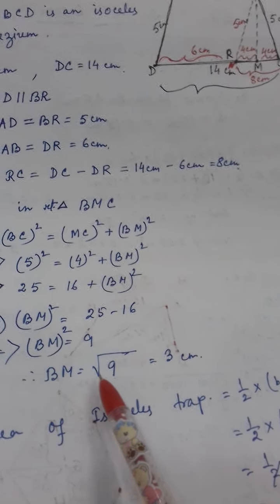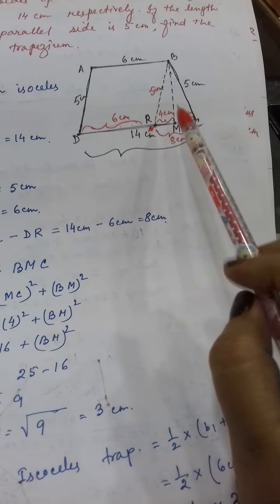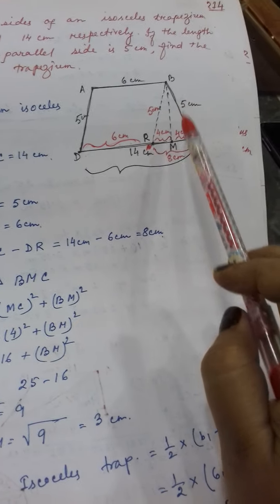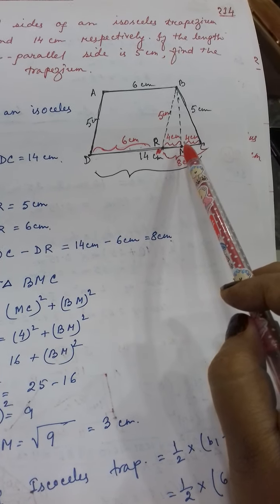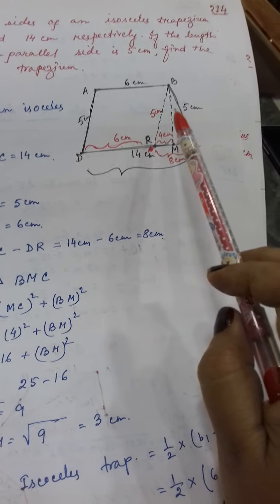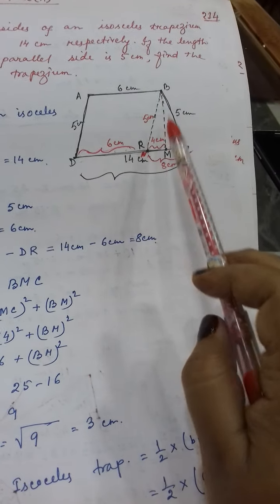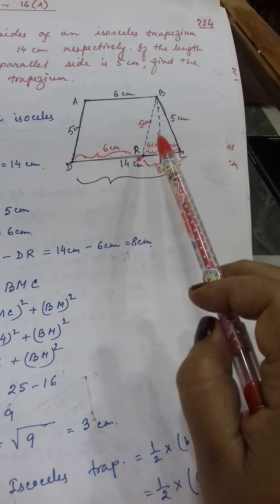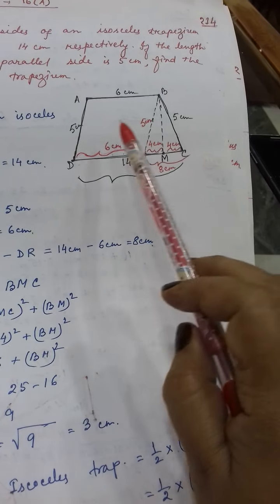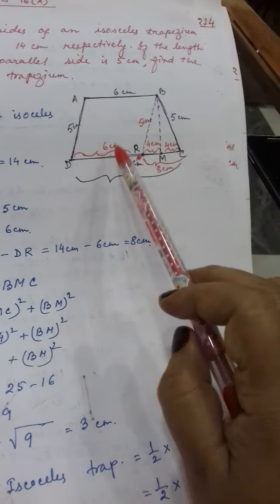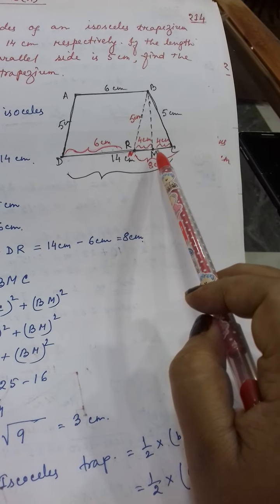3 square is 9. So you have got the BM altitude. Understood? After getting the BM altitude, this is your main step. That means in this isosceles trapezium, you have to find out the height, which is not given to you. For that only you have to move in this process, how to find out the BM.